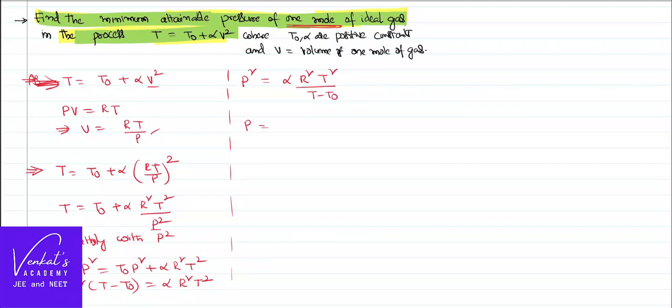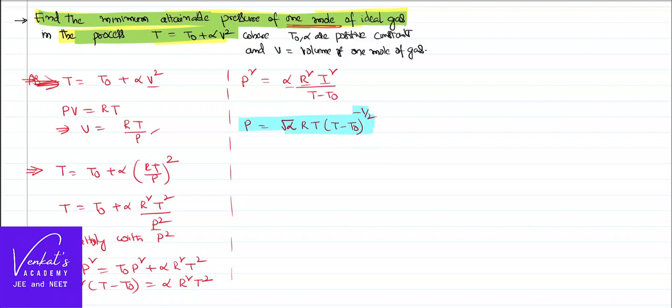Once you square root it, what you will get is square root of alpha, square root of R square is R, square root of T square is T, divided by square root of T minus T naught. It is in the denominator, so when it comes to the numerator, you will get it as power minus half. That's the equation for pressure. You got an equation for pressure.